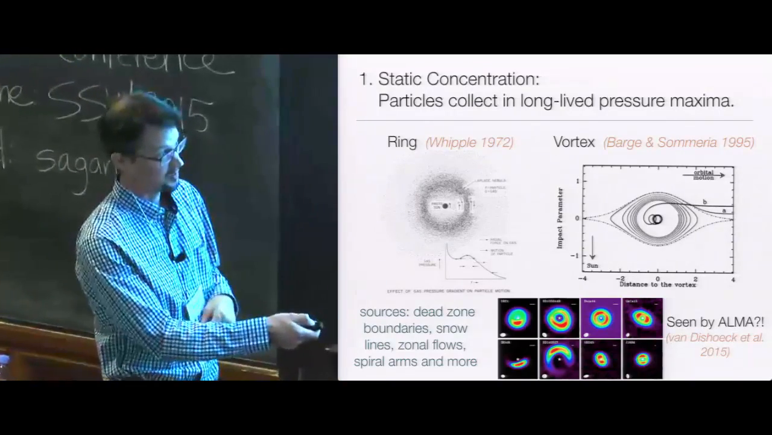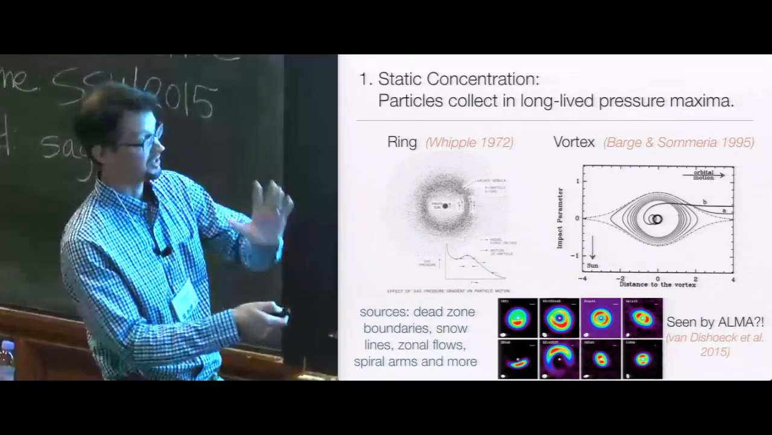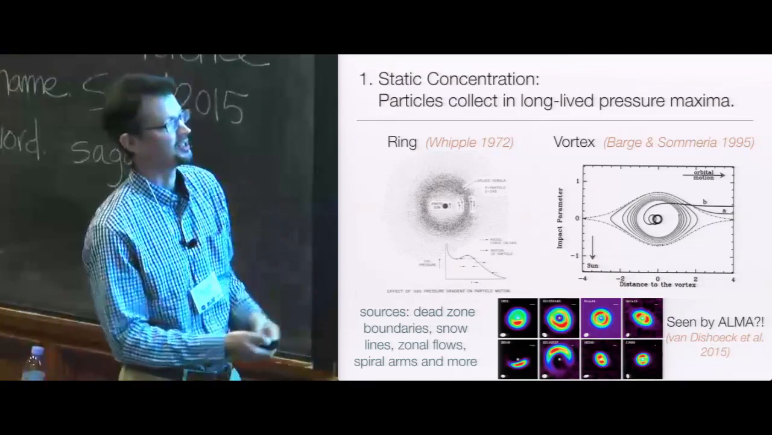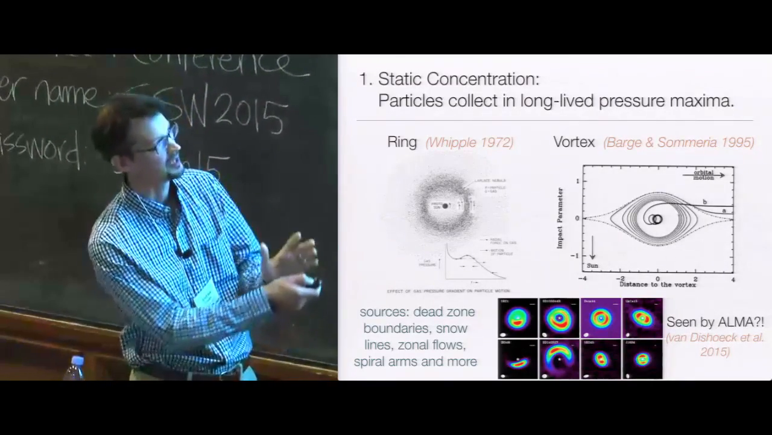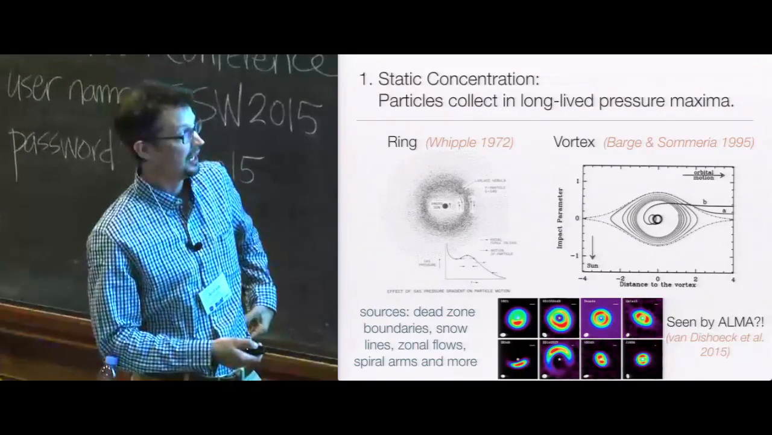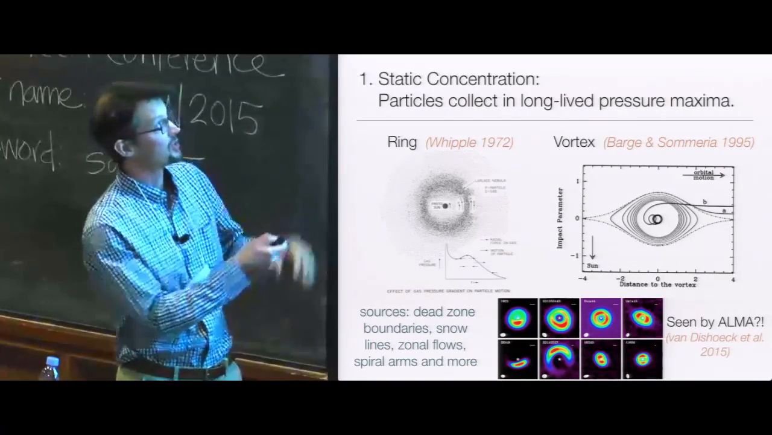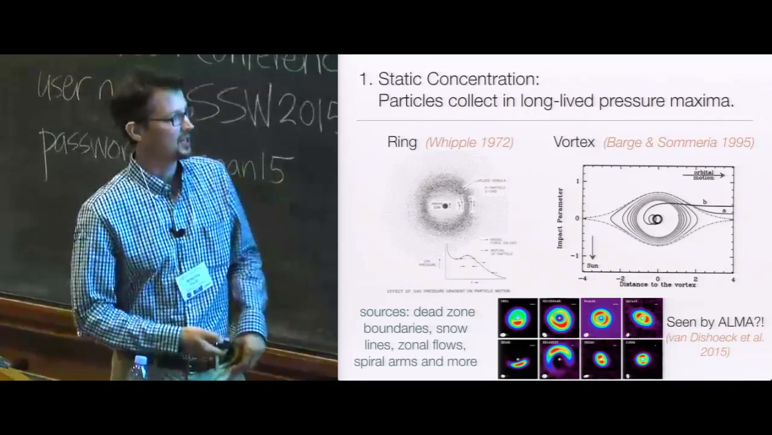And as we see, there's been some speculation about whether ALMA is now actually seeing, not speculation, there are actual observations here about whether we're now seeing these non-axisymmetric, or in some cases axisymmetric, concentrations of dust. So what might the sources of these rings be? We heard about this some in Richard's talk.